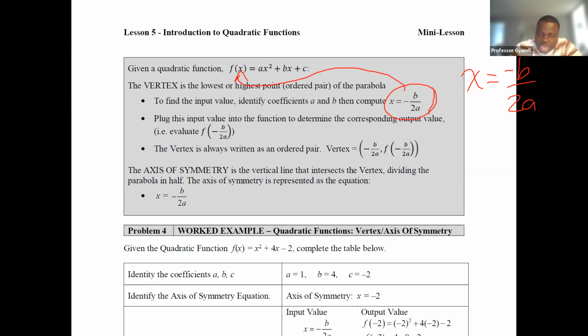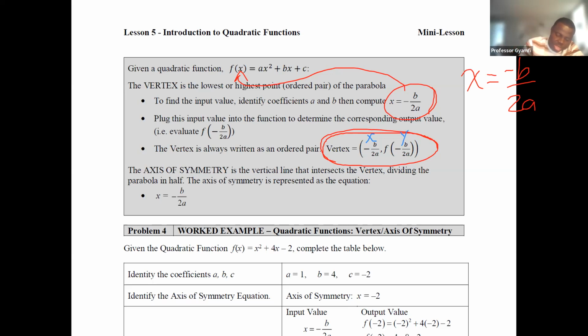Now remember that our b and a, we get those from the function given to us. Then we use that to find our vertex. So the vertex is always going to be this formula. This is x, this is y. For x, you have -b over 2a. For y, you put x into the function, f of negative b over 2a.